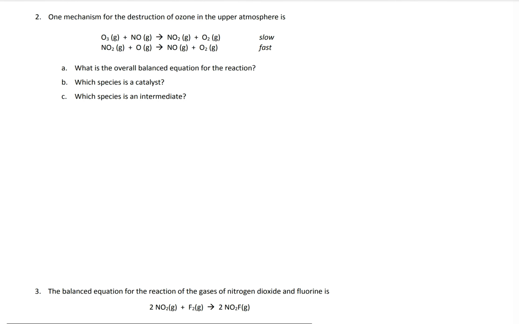Number 2, we have one proposed mechanism for ozone. You see here we have 2 steps, and we have one classified as a slow step, one classified as a fast step. So we'll go into more detail about slow steps in just a bit, but for right now, just know slow steps are your rate determining steps. Meaning that this first step, since it's the slow one, determines how fast the entire reaction occurs.